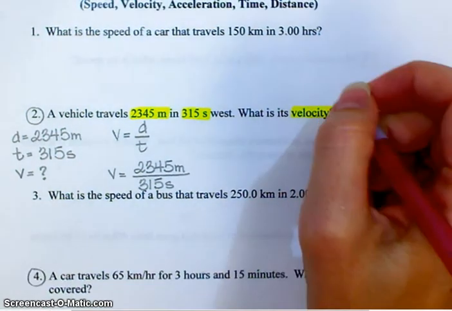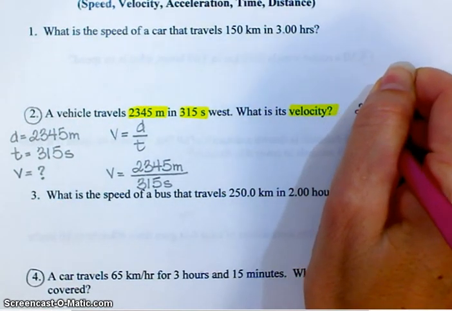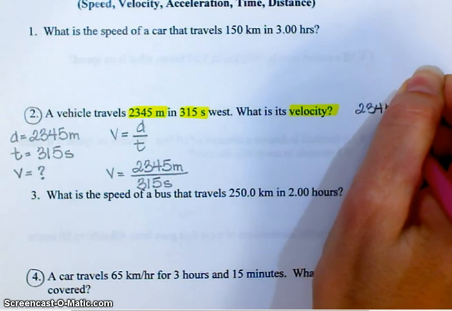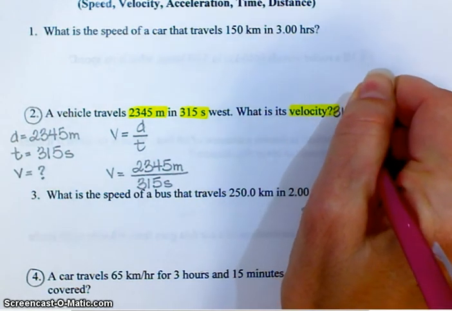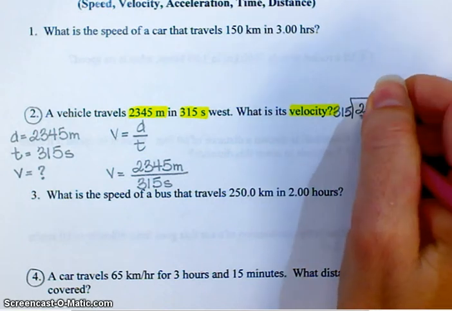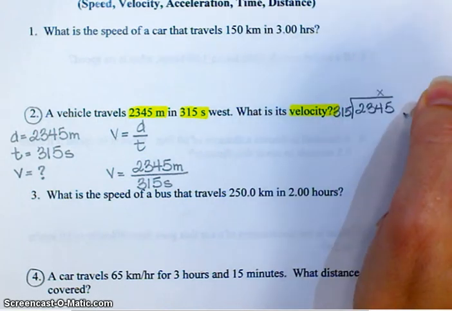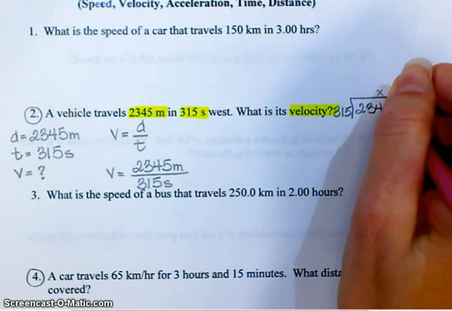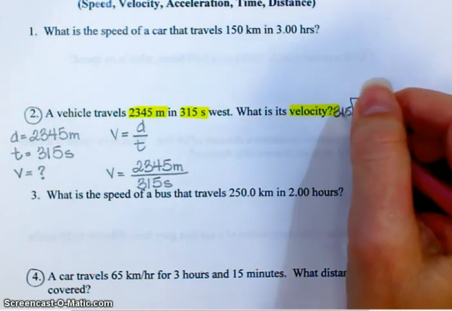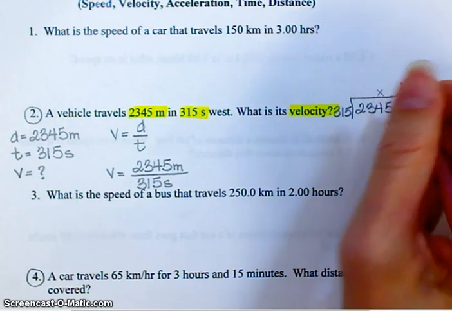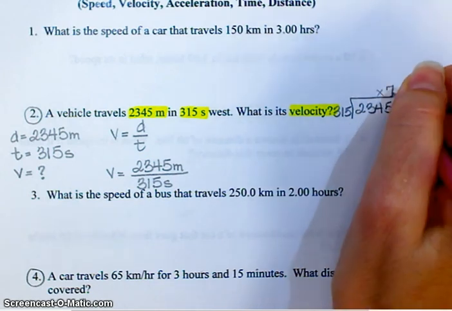All right, guess what we get to do next? 2,345 divided by 315. Let's see, 315 won't go into 234, but it will go into 2,345. And I know that 7 times 300 would be 2,100, so I'm going to go with 7. See where it gets me.